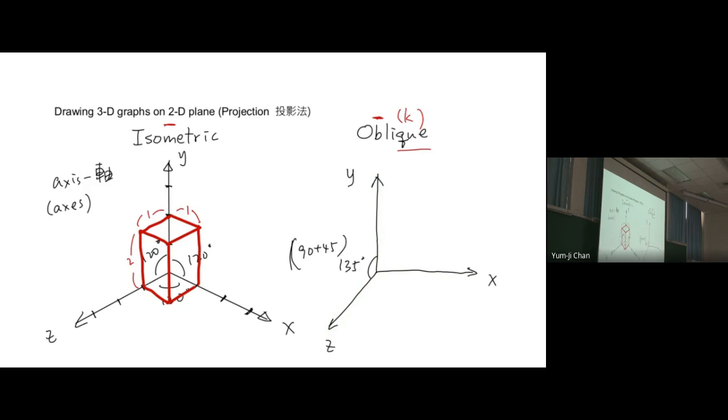Is that okay? So in this method, of course, we can draw the X and Y axes at the same scale. That's 1, 2, 3, and 1, 2, 3. But for the z-axis, we cannot do the same. You can try drawing like this, but we don't scale.